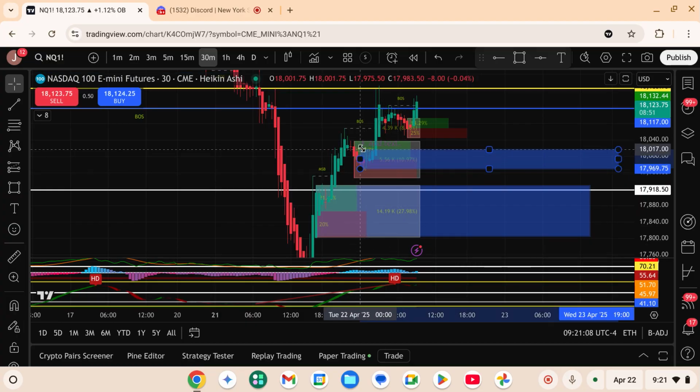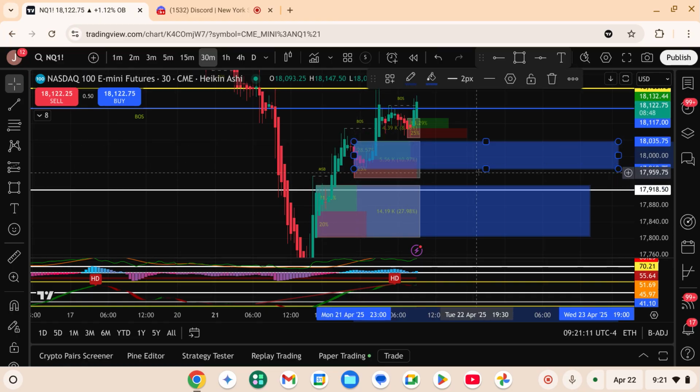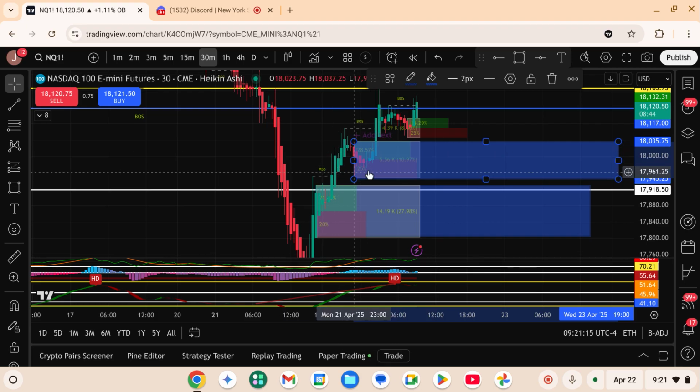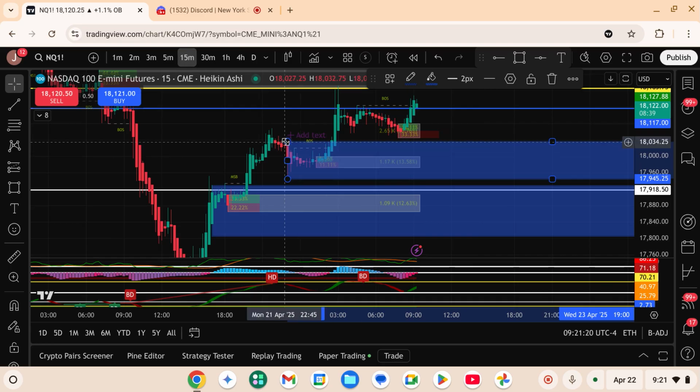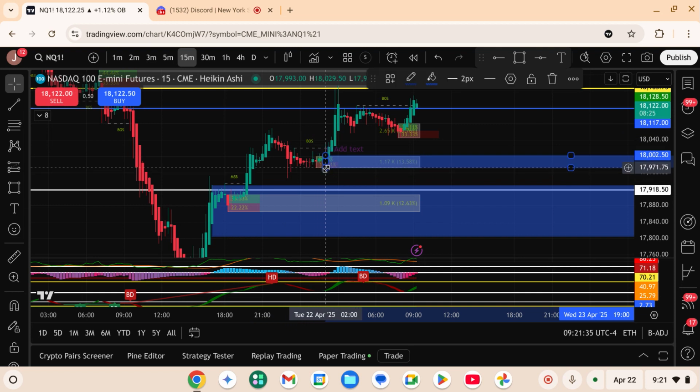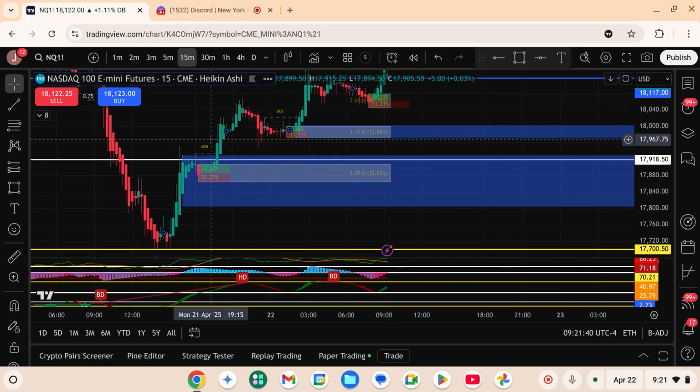So before it looked like this from the half hour. And then if you go to a smaller time frame, you've got another order block within that order block. So you want to condense this down here. And then we also got this one here. Let's make that smaller.